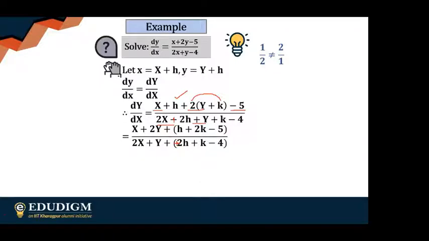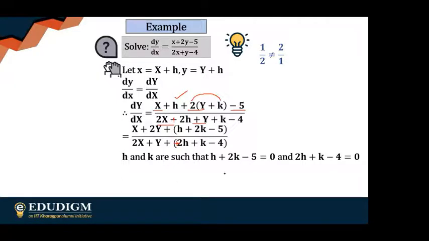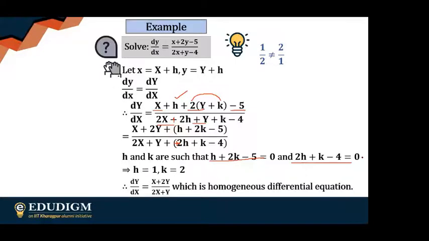The intention behind this particular substitution is that you need to actually vanish the constants. So first of all, this constant should be 0, and this should also be 0. Choose h and k in such a way that these two are 0. Solving that, I get h equals 1 and k equals 2, and this will reduce dy dx to this one. Now this is a homogeneous differential equation.